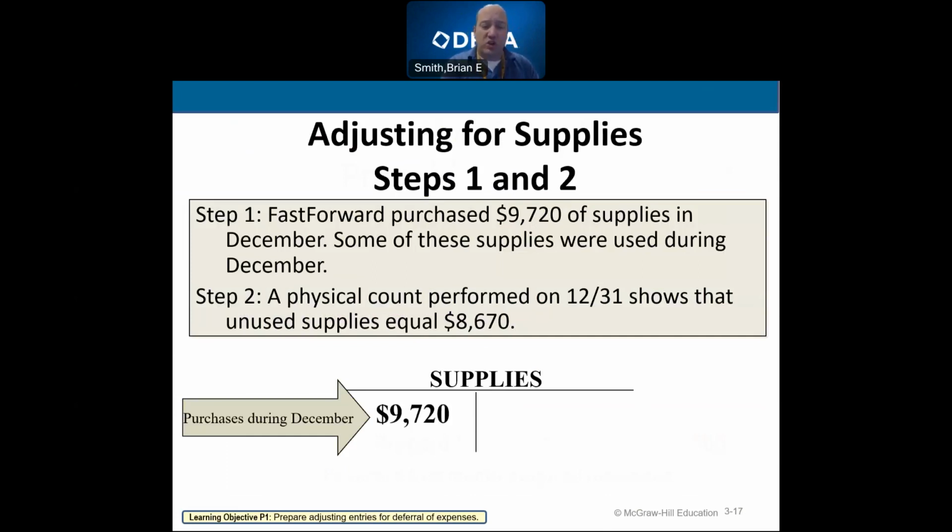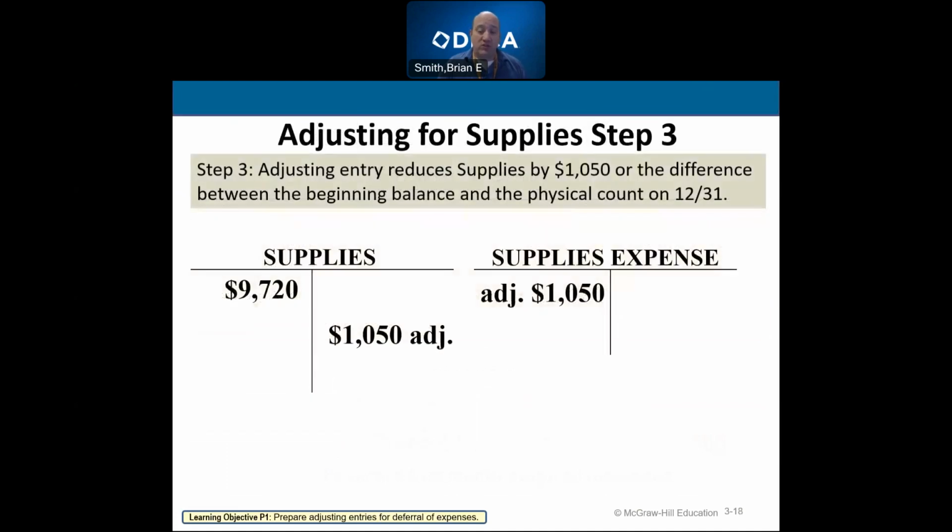You know what you should do here is draw a line under the 9,720, and then underneath that, the ending balance is $8,670. From there, you have to figure out what you have to do to go from a $9,720 debit balance to the $8,670 debit balance. You're going down. So we need to credit the supplies account for some amount. If you subtract the 8,670 from the 9,720, you'll get an amount of $1,050.